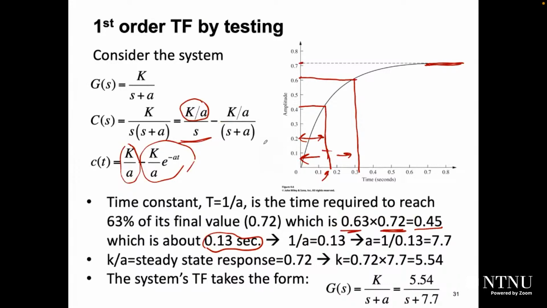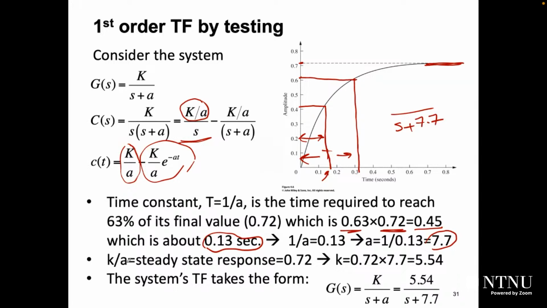So 1 divided by A equals T, which is the time constant. Cross multiply, so A will be 7.7. So now I can say my transfer function will be something divided by S plus 7.7. Now we have found A. Now we need to get K.